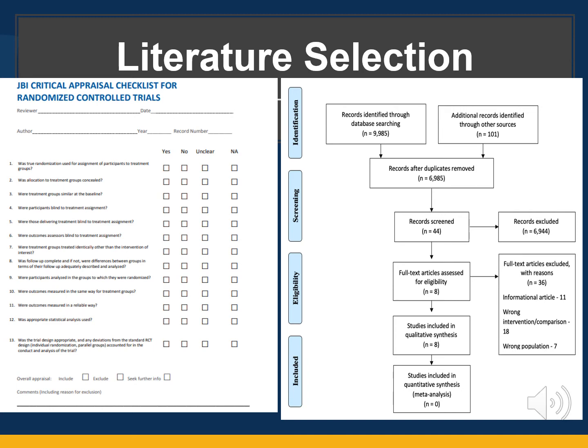36 articles were excluded for the following reasons: 11 articles being strictly informational, 18 articles addressing the wrong intervention or comparison, and 7 articles focusing on the wrong population. The remaining 8 articles were further analyzed using the Joanna Briggs Institute Critical Appraisal Checklist for randomized controlled trials to determine eligibility. All 8 articles passed critical analysis. A PRISMA flow diagram was utilized to organize the literature selection process.